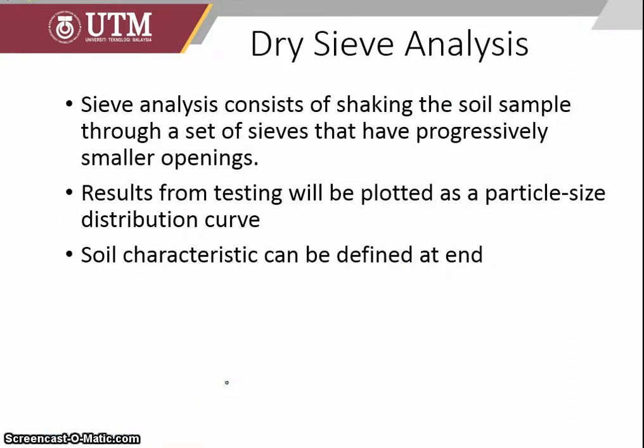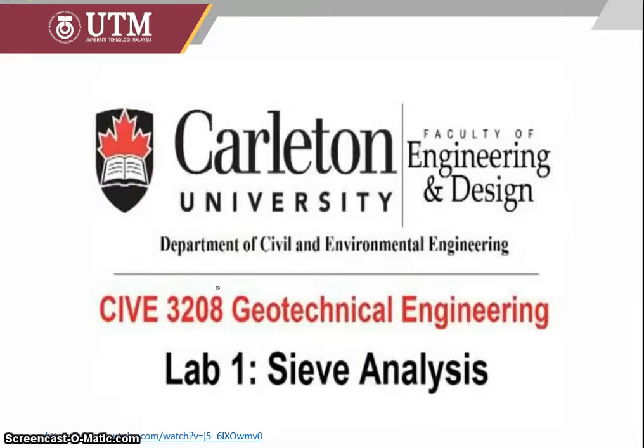And if I could show you again, the sieving is done by shaking the soil sample through a set of sieves which have progressively smaller openings. The results from the sieving can be plotted as a particle size distribution curve, and later we can see this curve. Finally, at the end of the test, we can characterize the soil, either as a poorly graded soil or well graded soil. So, let's see the video.